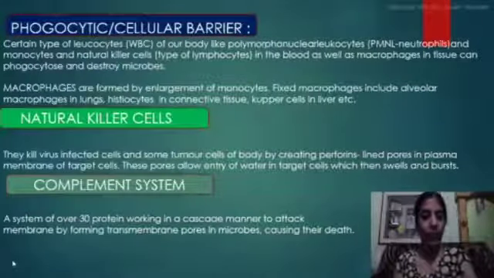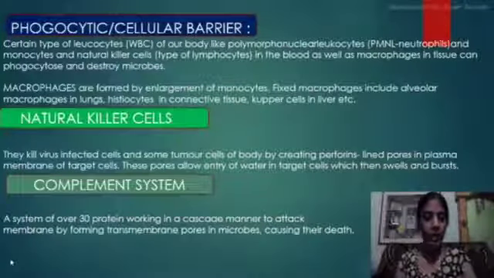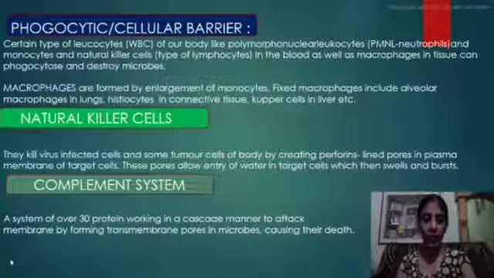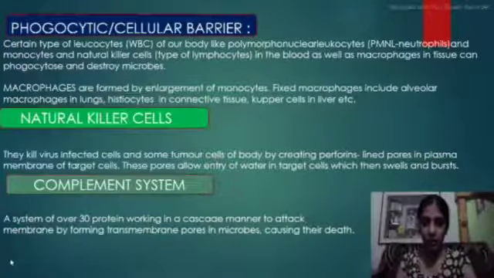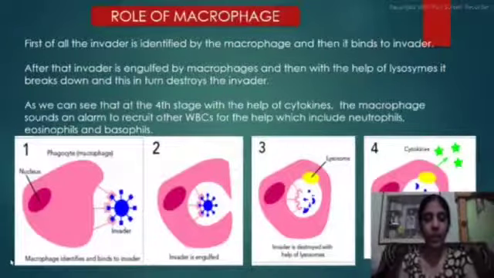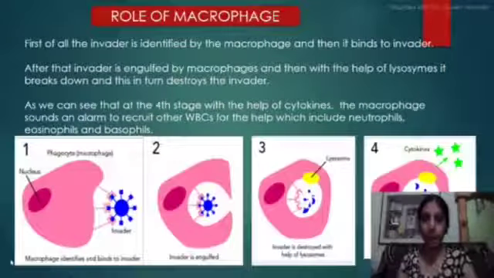The next component is the complement system. A system of over 30 proteins working in a cascade manner to attack the membrane by forming transmembrane pores in microbes, causing their death. Now we'll discuss the role of macrophages.